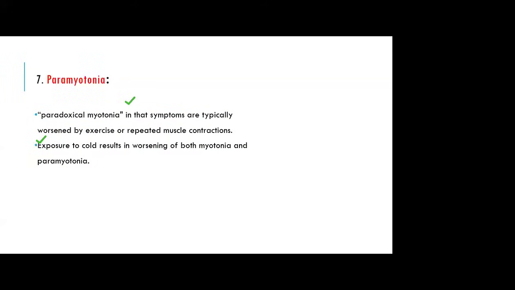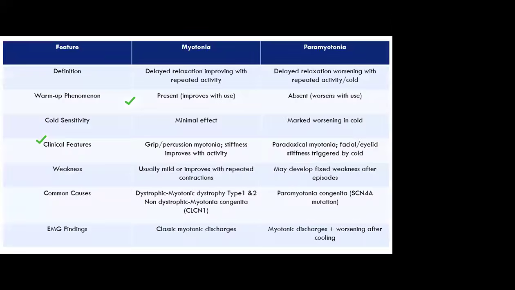Paramyotonia is a paradoxical myotonia, and the symptom is worsened by repeated contraction and exposure to cold. This is the differentiating table I have here. For myotonia, the definition is delayed relaxation improving with repeated activity, whereas in paramyotonia, it is delayed relaxation worsening with repeated activity or cold.